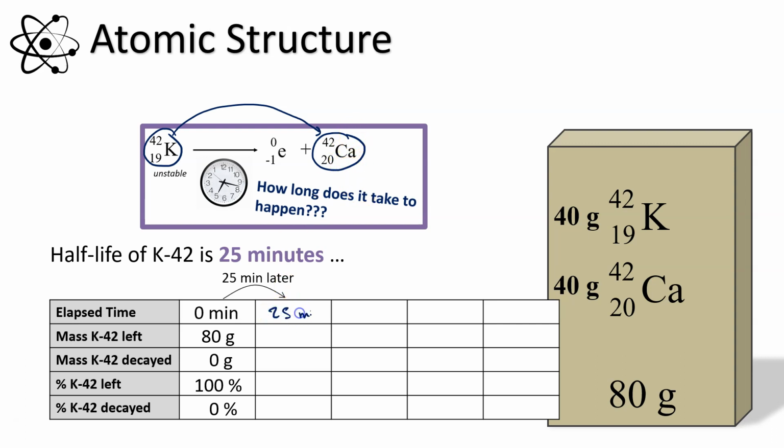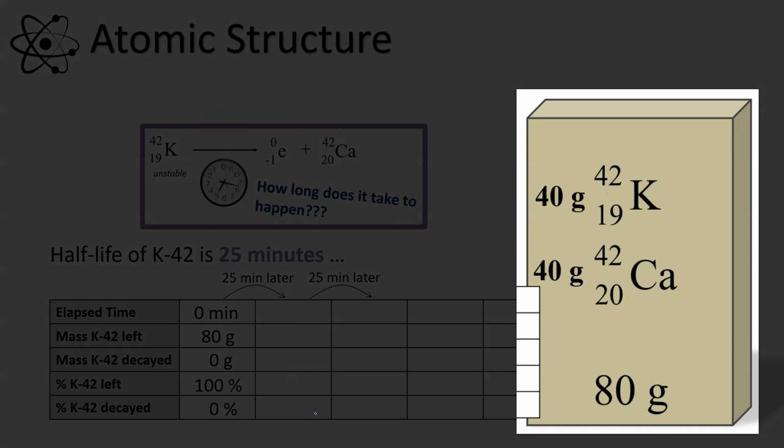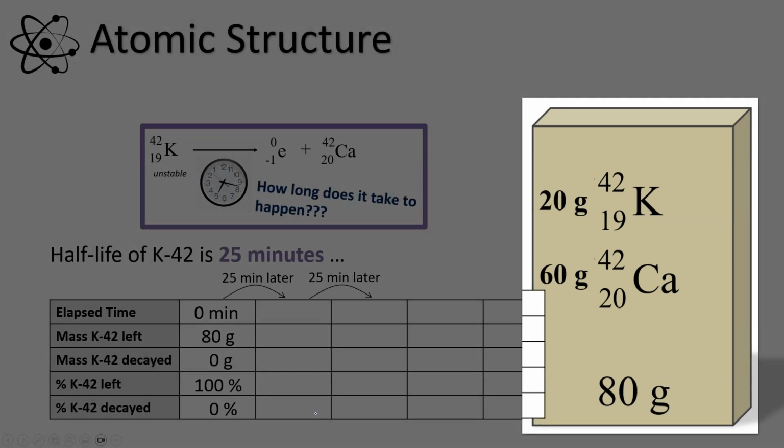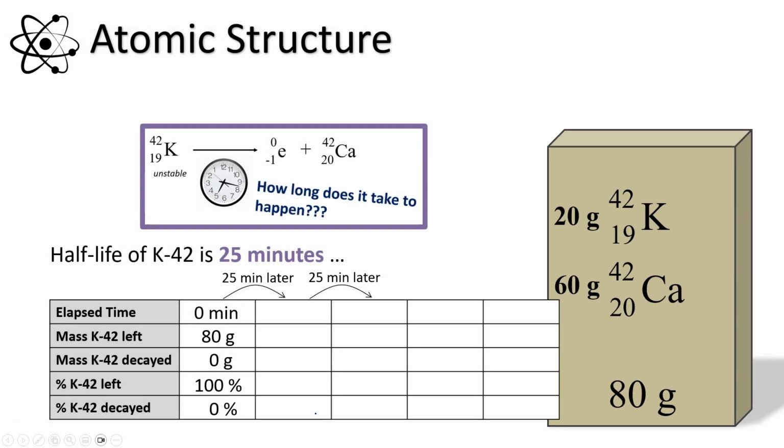So that means after 25 minutes, only 40 grams is left. The other 40 has decayed. In terms of percentages, that means we've lost 50% of the original 80 grams and 50% has turned into the calcium. So that's what would happen after one 25-minute time period. Now I'm going to wait another 25-minute time period and see what happens again. So if you watch the masses on the right-hand side, what was 40 grams of potassium 42 now splits in half again to just 20 grams. The entire block still weighs 80 total. It just means that now there's 60 grams of calcium in that block.